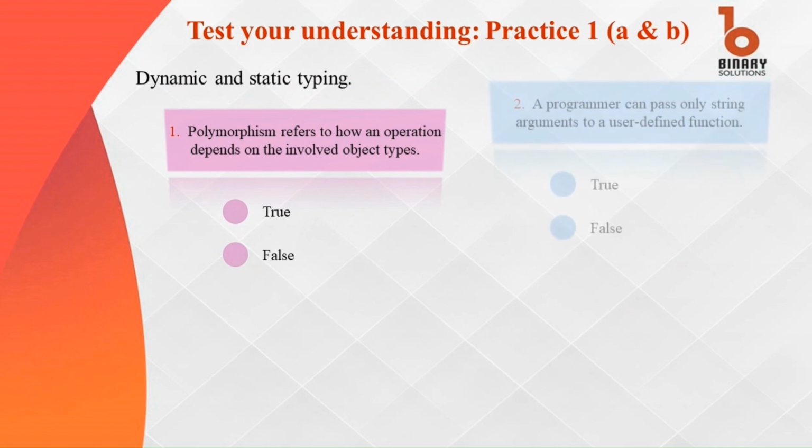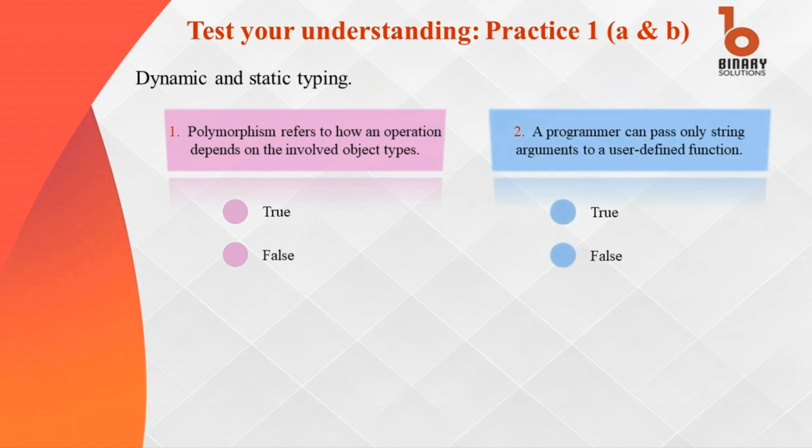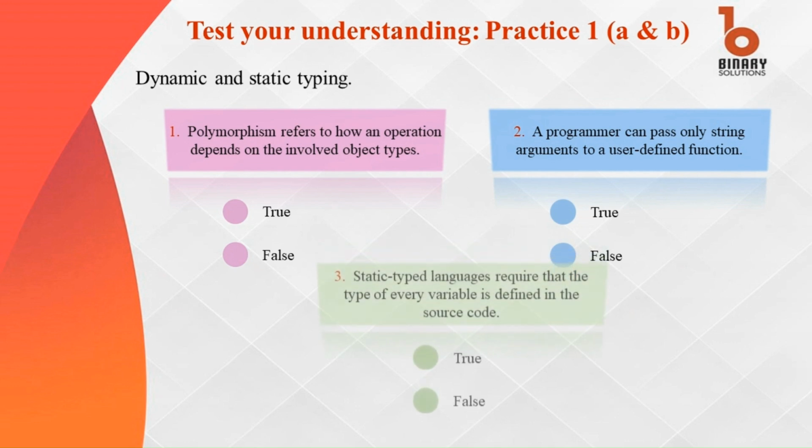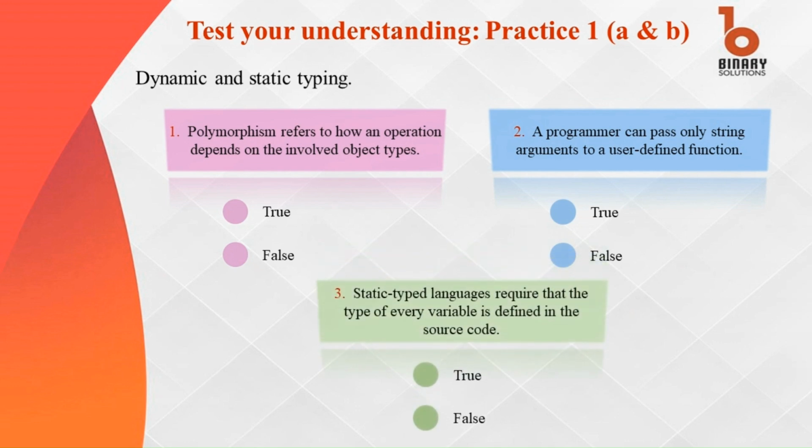Here comes the next question. Can a programmer pass only string arguments to a user-defined function, or is there more flexibility in the types of arguments? What do you think? Let's move on to question 3. In static typed languages, do you think every variable's type must be explicitly defined in the source code? Is this statement true or false? Match your answer with the correct one and share your thoughts in the comments.